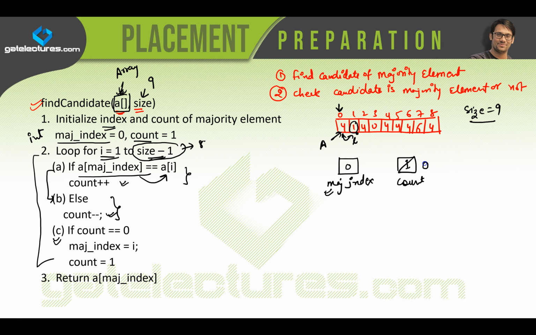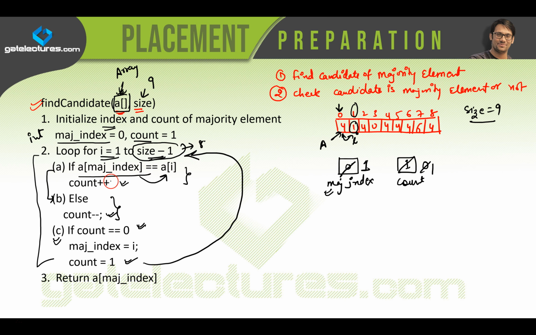Now the next step: if count is 0, then majority index is equal to I. Since count is 0, we are going to put majority index as 1 because it is equal to I, and I is currently pointing to this location, and then count is equal to 1. Again we set count as 1. After this step we go back to the previous case.